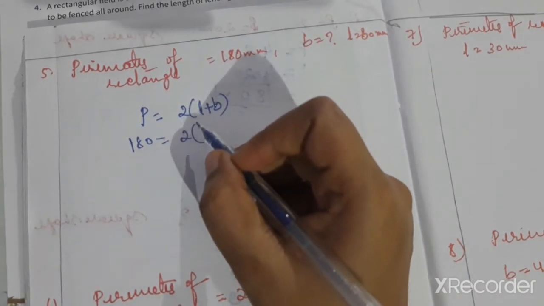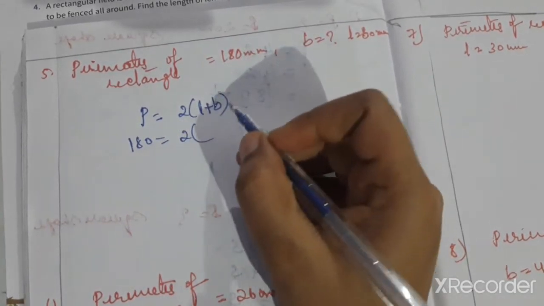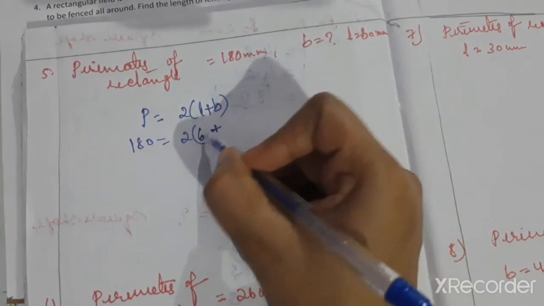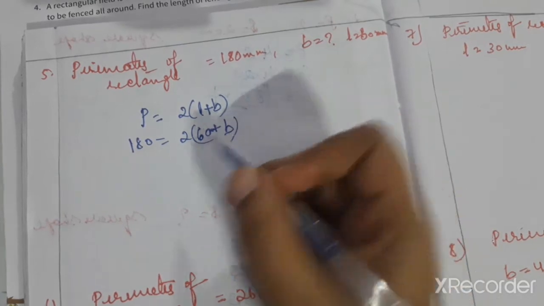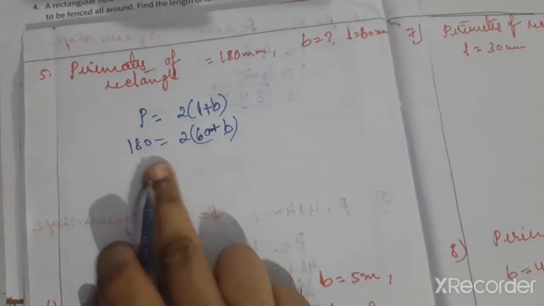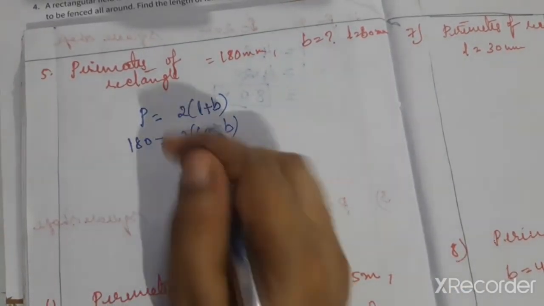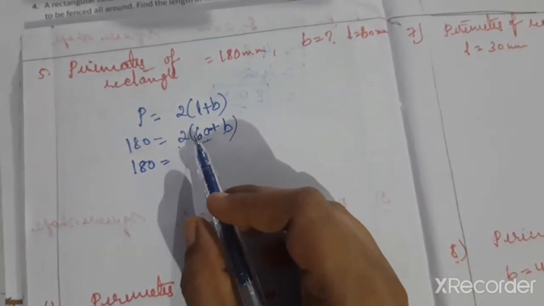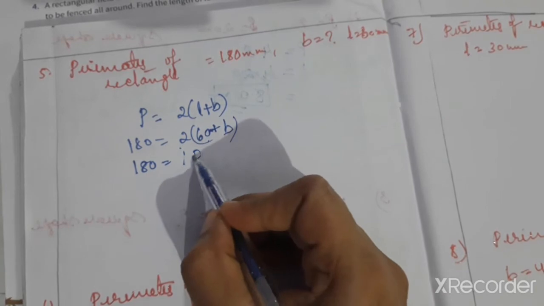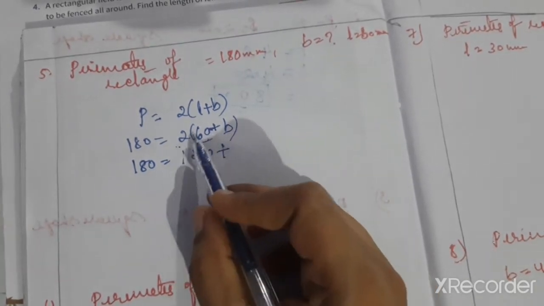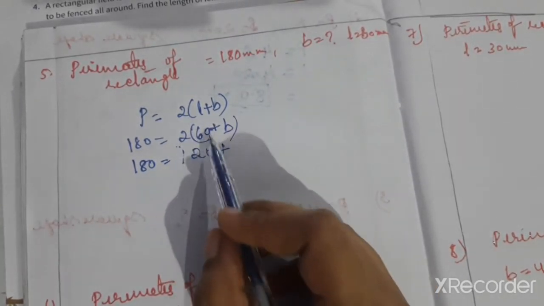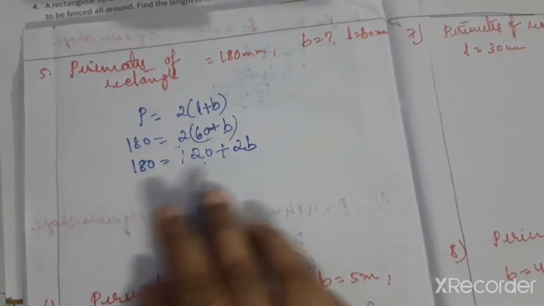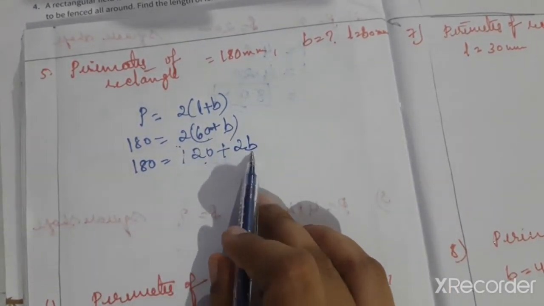plus B value we have to find). B we have to find, right? What is given? 2 into (60 and L). So 180 equals 2 into 60, how much? 2 6s are 120, plus, bracket means multiplication. 2 into 60 is 120, plus 2 into B is 2B. So we have to find the B value.